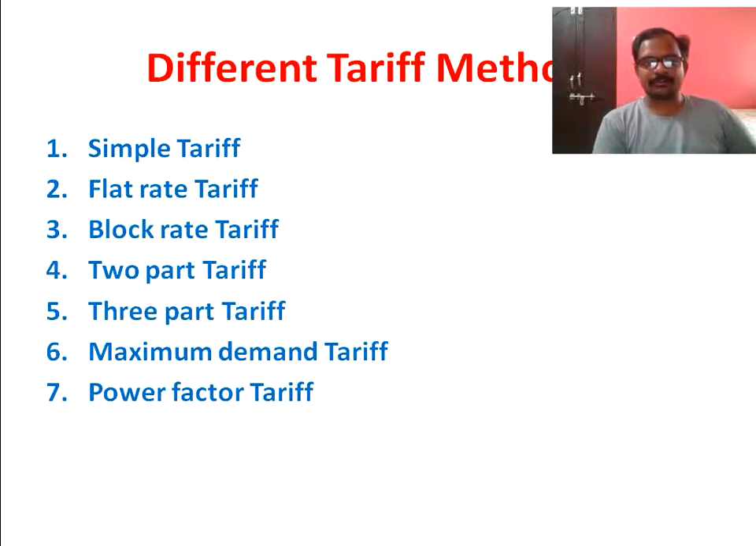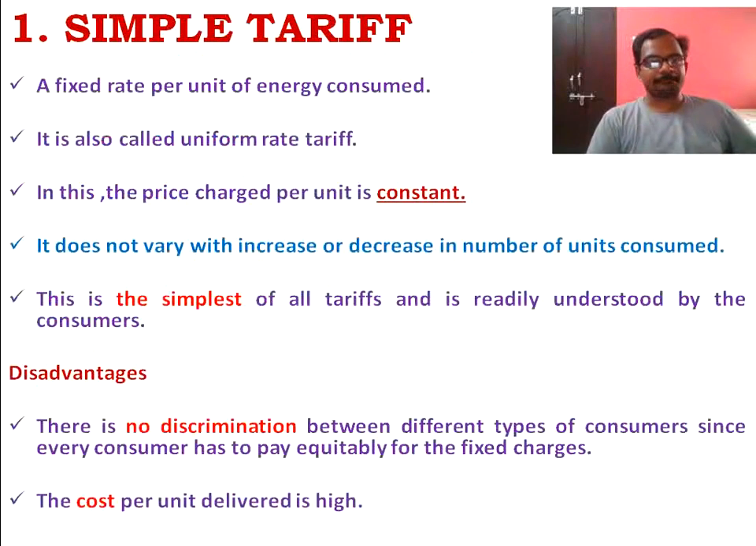The first one is a simple tariff, second one is a flat rate tariff, third one is a block rate tariff, fourth one is 2-part tariff, fifth one is 3-part tariff, sixth one is maximum demand tariff, and seventh one is power factor tariff. Now let's see one by one in detail.